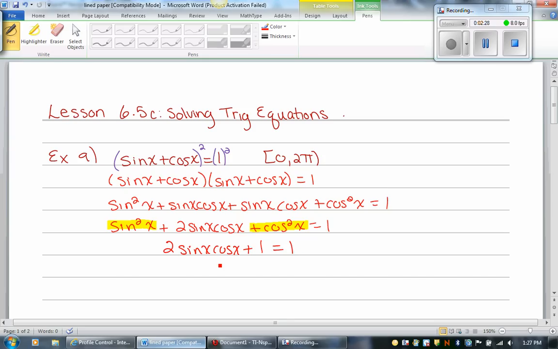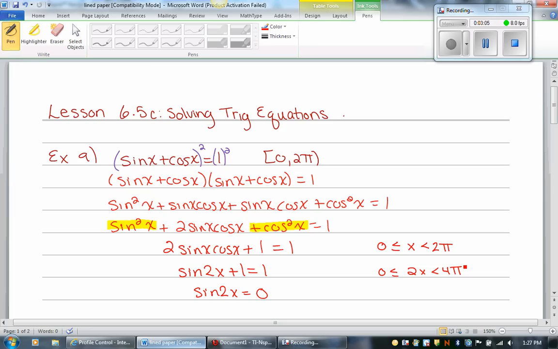And 2 sine x cosine x is also an identity. That's sine 2x. So what we're able to do is simplify this so that we get sine of 2x equals 0. Now here comes that trick again when we're dealing with the double angle identities. Originally, our interval looked like this. But since we're doing the double angle, we're going to switch it so that it goes between 0 and 4 pi.